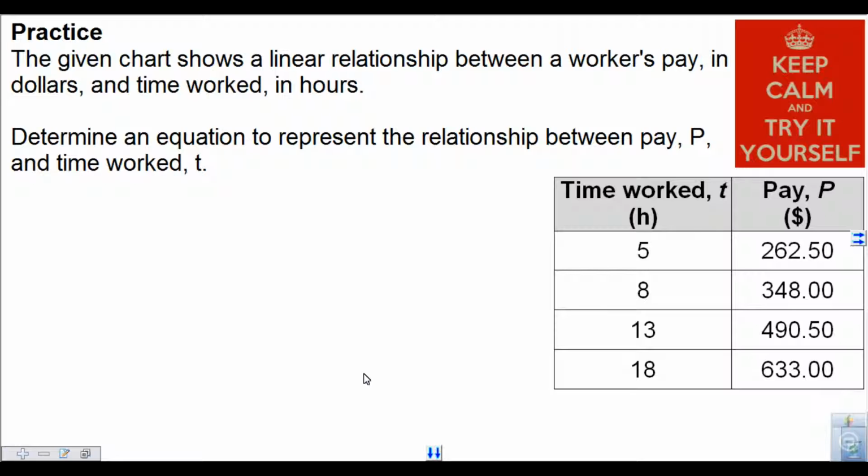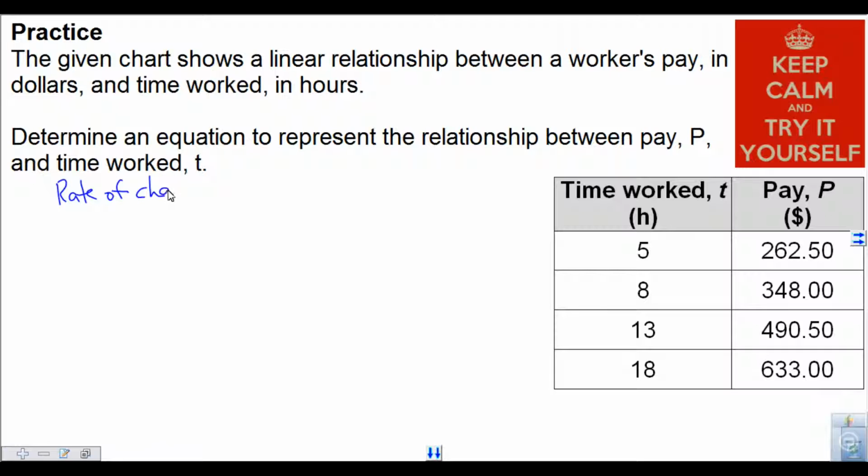All right, so you're going to try this question here. We've got a chart that's relating a worker's pay in dollars and time worked in hours. Your job here is to determine an equation to represent the relationship between pay, P, and time worked, T. Remember, take a look at the success criteria, what you need to do in order to calculate the initial value here, because you're going to need the rate of change and the initial value to make an equation. So pause the video, give this question a shot, and then when you're ready, just press play. Good luck.